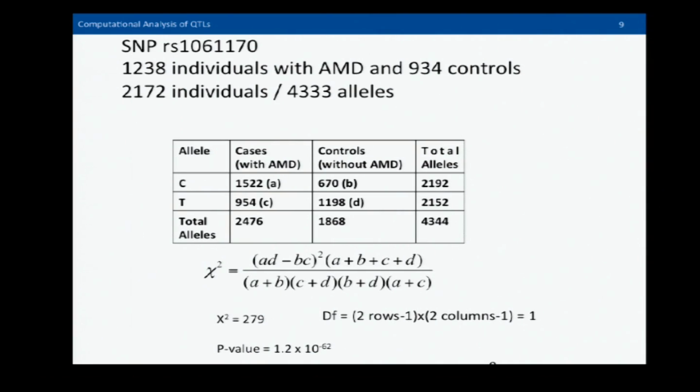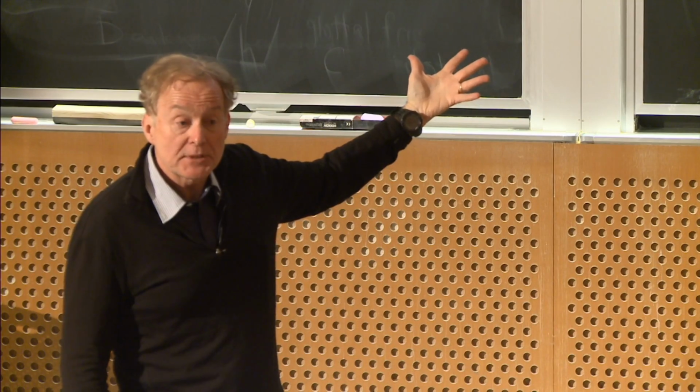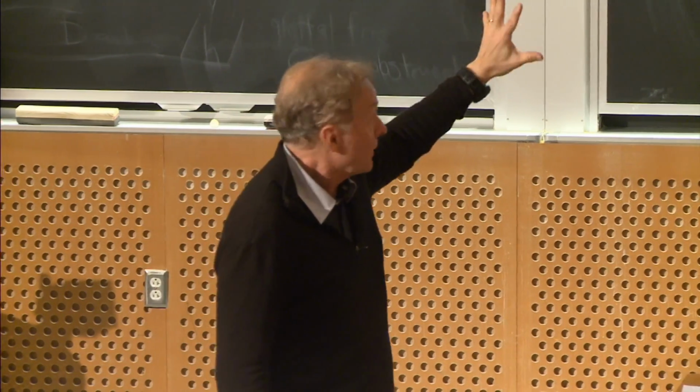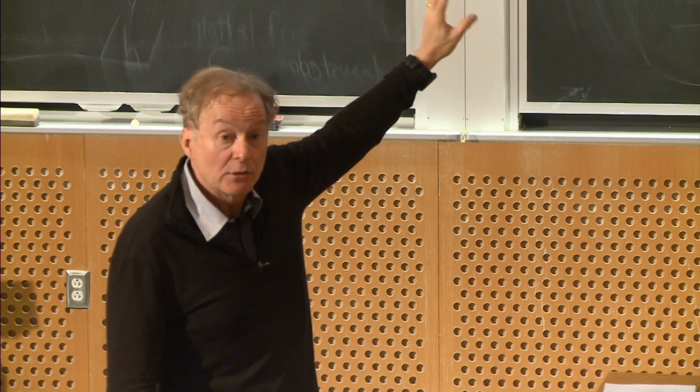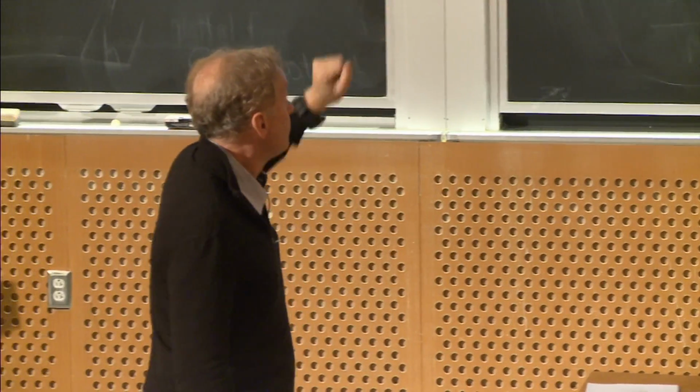So the formula for computing the chi-squared statistic is shown here. It's this sort of scary-looking polynomial, and the number of degrees of freedom is 1. It's the number of rows minus 1 times the number of columns minus 1. And the p-value we get is indeed quite small, 10 to the minus 62. Therefore, the chance this happened at random, even with multiple hypothesis correction, given that we're testing 1 million SNPs, is indeed very, very low. This looks like a winner. Looks like we've got a SNP that is associated with this particular disease.